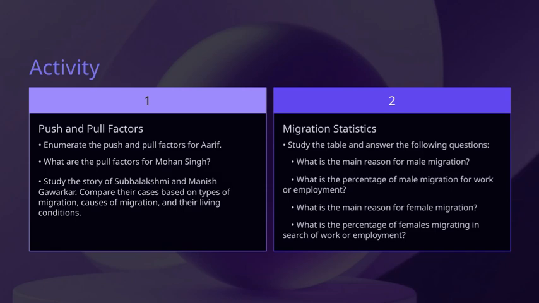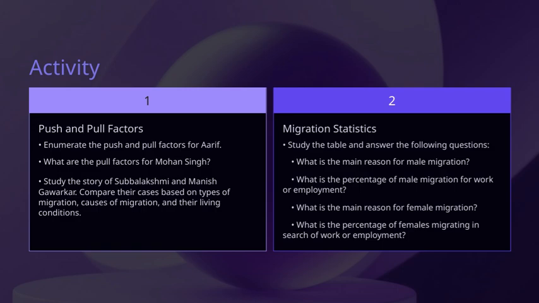First, what is the percentage of females migrating in search of work or employment? Understanding this helps us see how women are participating in migration patterns driven by economic opportunities. Next, we should consider the main reason for female migration. Often it's employment, but there can be other factors like family reunification or education.